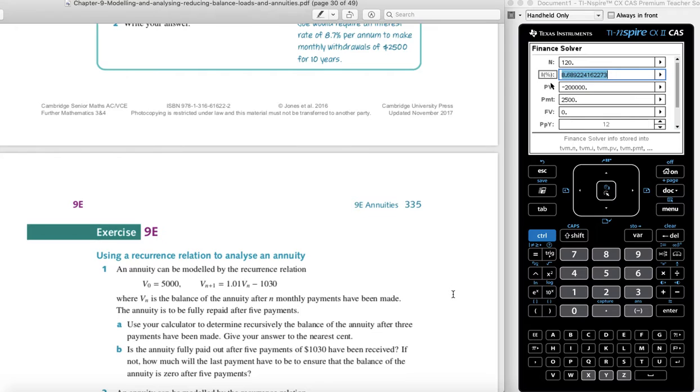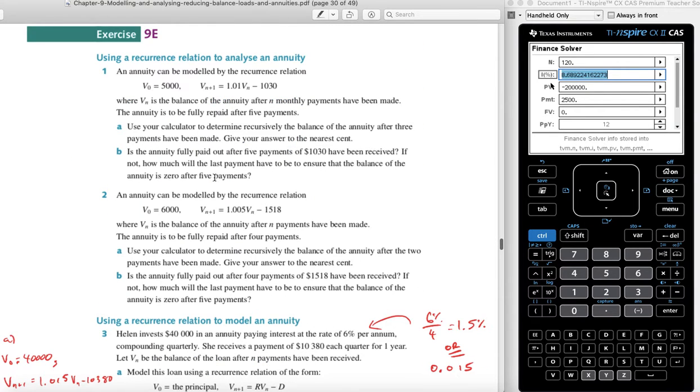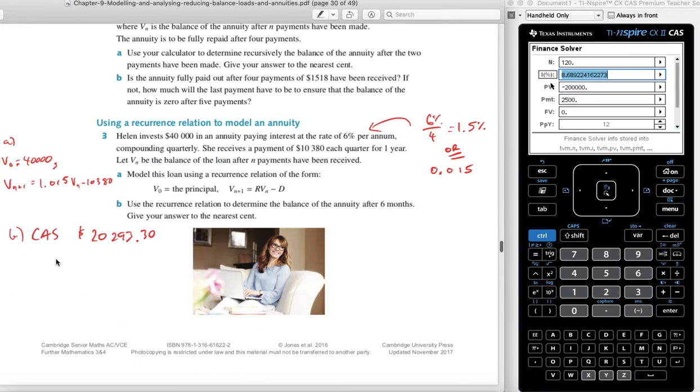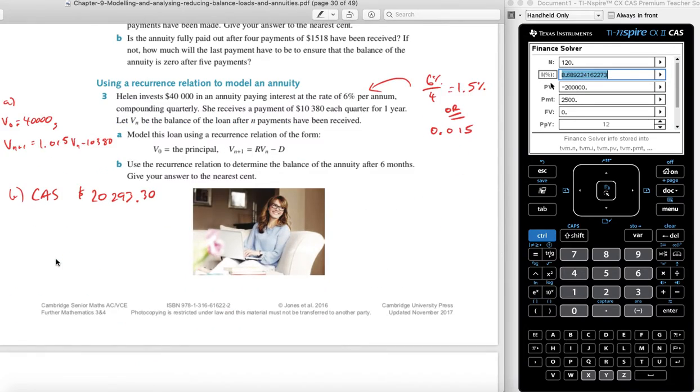Which then leads us into the questions. Recurrence relation, I want you to have a go at those two. I've done a few here for you though. So this is question 3.